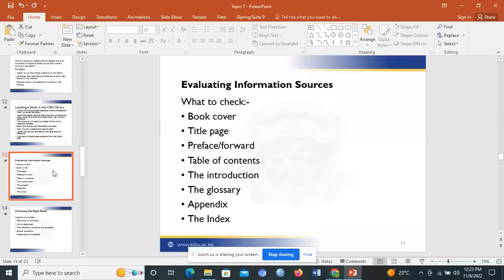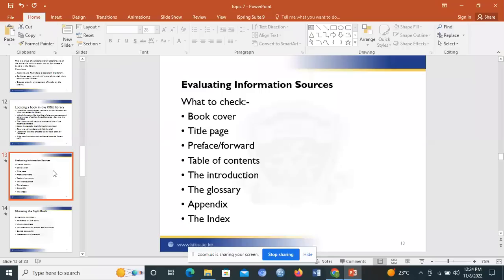Then we have what we call a preface or foreword. This is usually information written by someone else who knows the author or who knows the material that is captured in the book. So they write a kind of summary. They write to encourage readers on what they're likely to find and on the authority of the author.